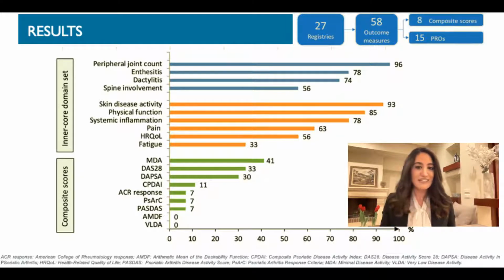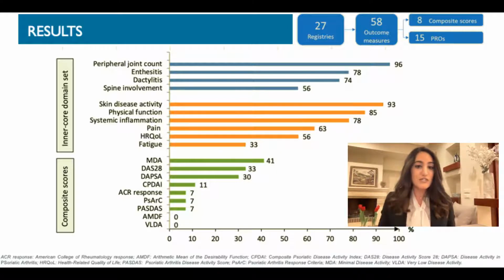So this indicates that there was actually an agreement between practice and the recommendations. On the other hand, enthesitis, dactylitis, and axial involvement were less frequently reported. This reflects that the evaluation of enthesitis and dactylitis in PsA is still unclear.